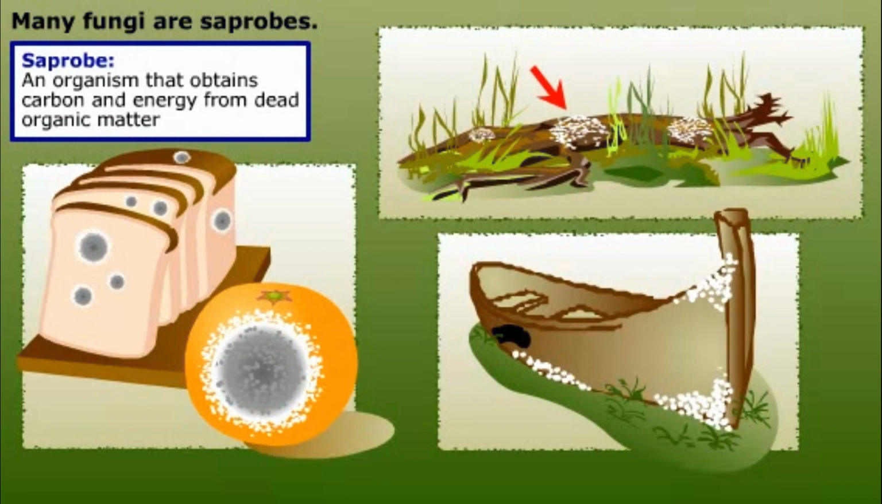Of course, fungi don't distinguish between the wood of a fallen tree and the wood of a canoe. And the fruit on our table is just as nutritious to fungi as fruit that has fallen in a forest or jungle. The role of fungi as decomposers extends throughout the living world.